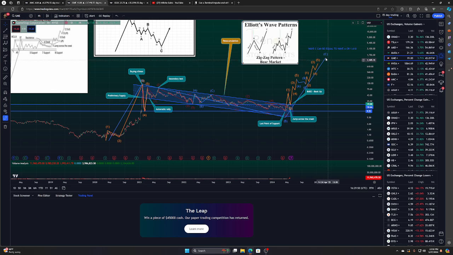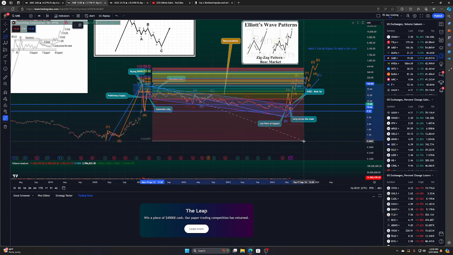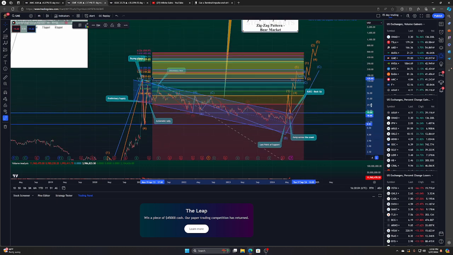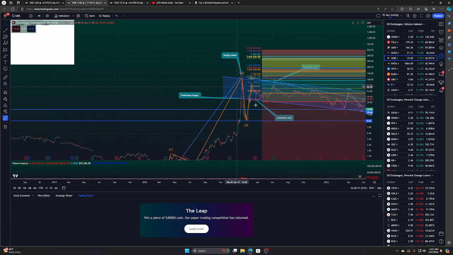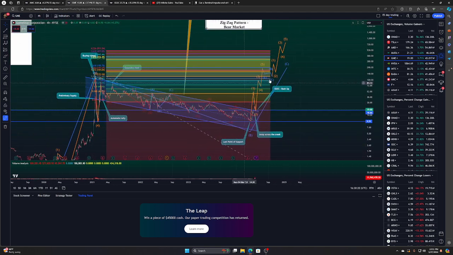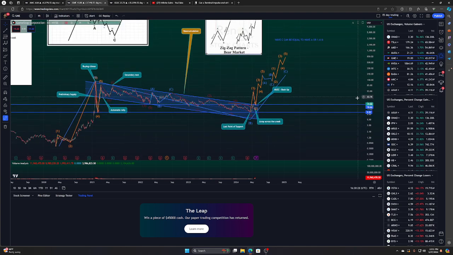So it is possible that we only hit around $195, because another target for the C wave is the 1.618 extension of wave A. That would put us at exactly $203. Let me get more accurate here. Let's do the top right there. That would put us at $195. So it's possible that the C wave could top out at $195. I don't think that's going to happen.